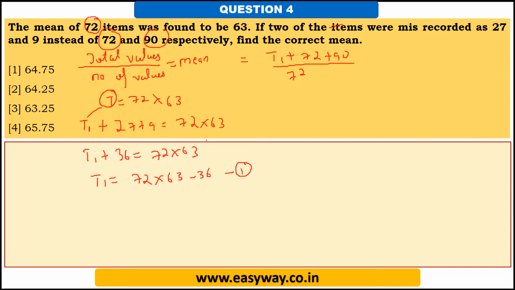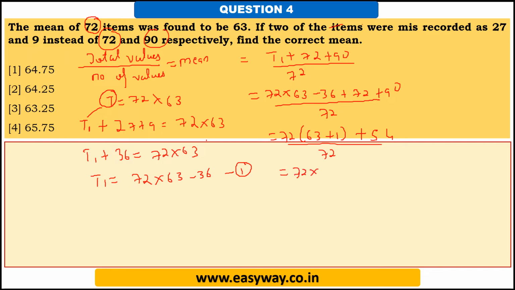Now what is the value of T1? 72 into 63 minus 36. So 72 into 63 minus 36 plus 72 plus 90, upon 72. Now for easy calculation purpose, we'll take 72 common. Once we take 72 common, we'll be left with 63 plus 1. And 90 minus 36 will be what? 4, and 8 minus 3, 54 upon 72. Now this will be 72 into 64 plus 54 upon 72.